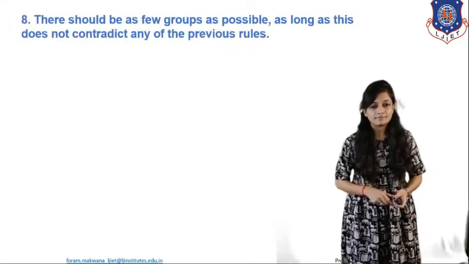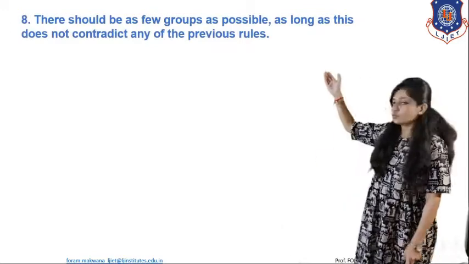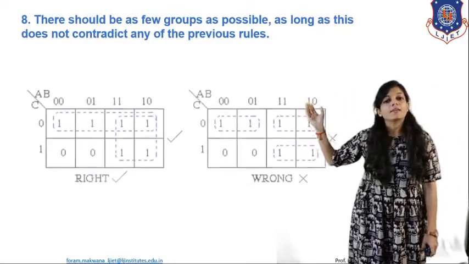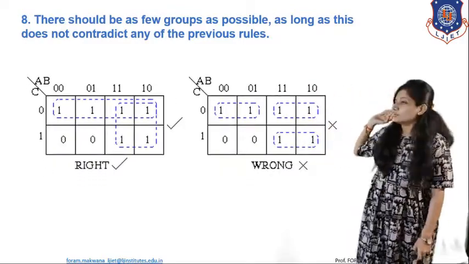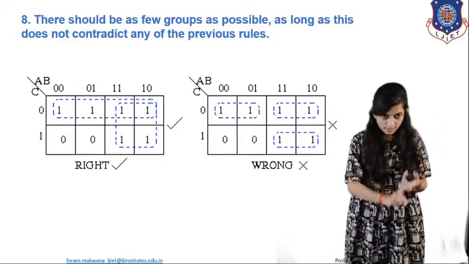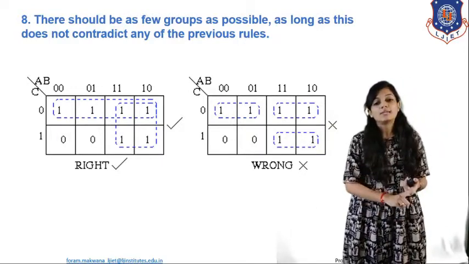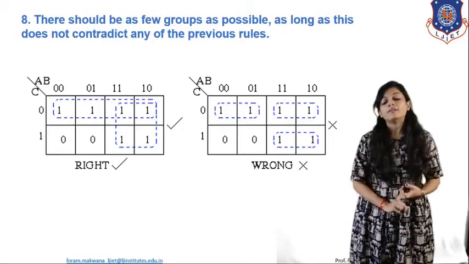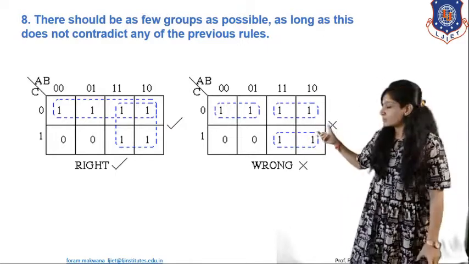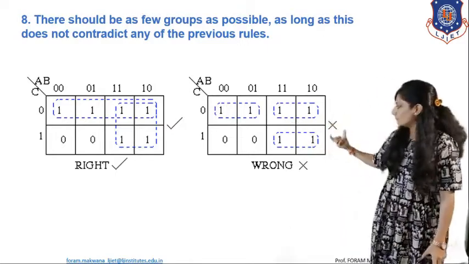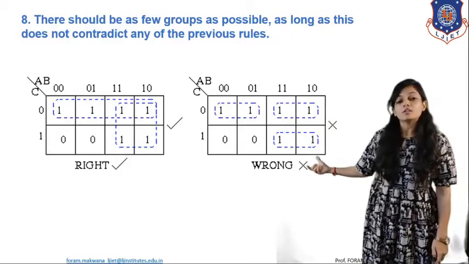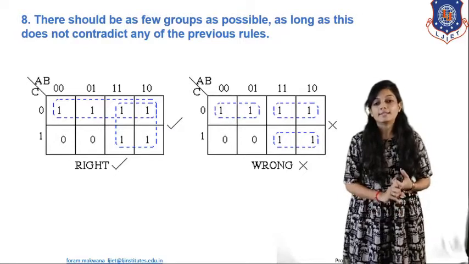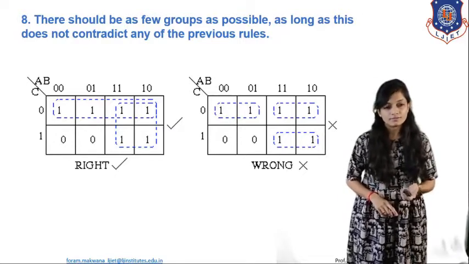Now, rule number 8. There should be as few groups as possible, as long as it does not contradict any rule. That means we need to include only ones. Ones cannot be in diagonal form, a group cannot include zeros, and we can't separate out all the groups like 1 1, 1 1 and 1 1, right? So this rule we need to consider while designing a digital circuit.